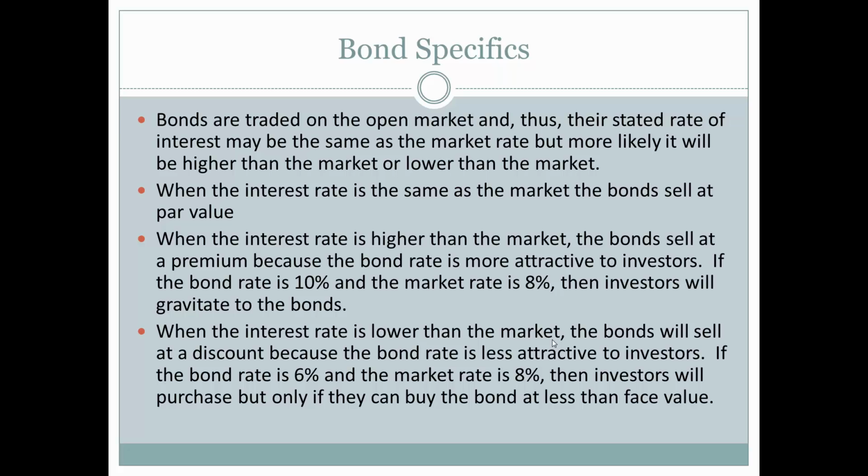When the interest rate on the bond is lower than the market, the bonds will sell at a discount because the bond rate is less attractive to investors. If the bond rate is 6% and the market rate is 8%, most likely investors will go with the market rate because that investment is more attractive. However, investors will purchase a bond, but only if they can buy the bond at less than face value.